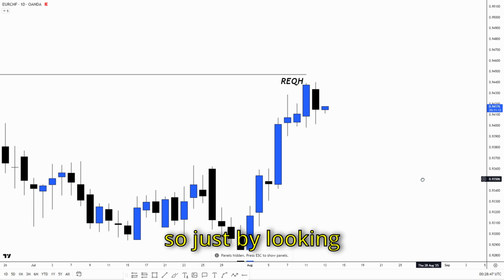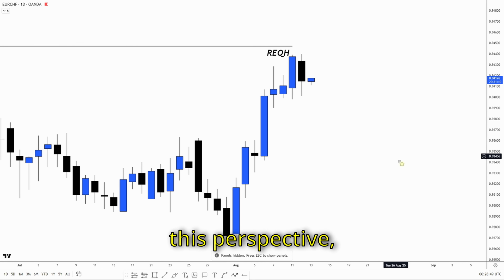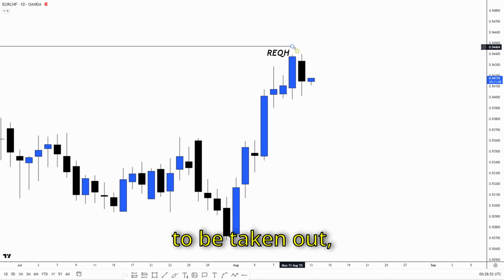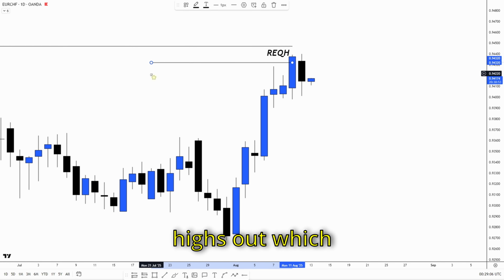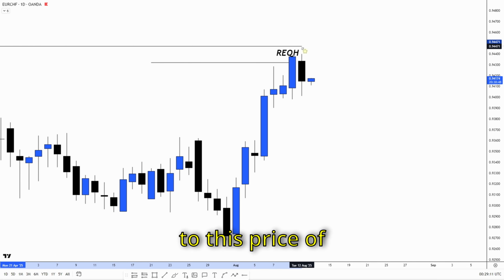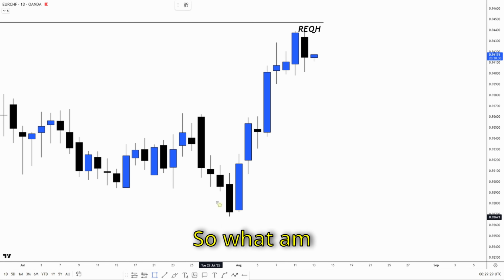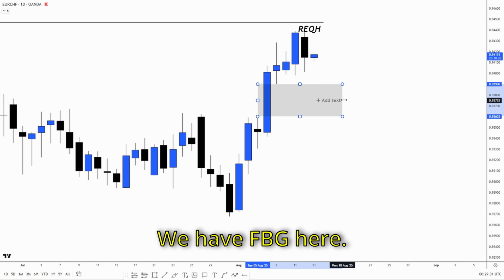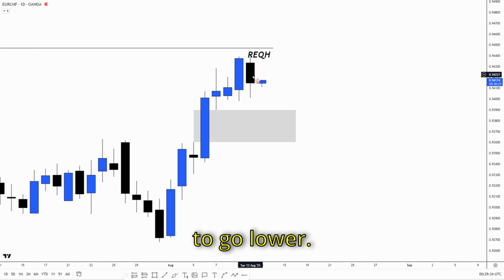Going on to the daily. So just by looking at this from this perspective, we have those relative equal highs to be taken out. However, we already took out the previous relative equal highs, which is indicating to me that we need to go lower first in order to get to this buy side liquidity up here. So what am I thinking? We have FEG here. In order to go higher, we first have to go lower. So the pattern just repeats.